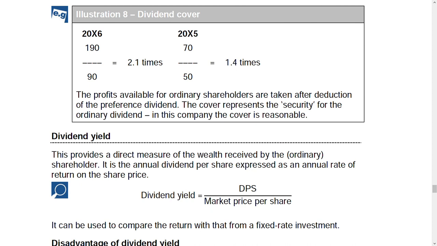Okay, now coming to the dividend yield, the next measure. It is a direct measure of the wealth received by the ordinary shareholder. Annual dividend per share expresses an annual rate of return on share price. So for dividend yield, we need to calculate DPS, dividend per share. Then only we can calculate dividend yield, divided by market price per share. So it can be used to compare the return with that from a fixed rate investment. Okay.